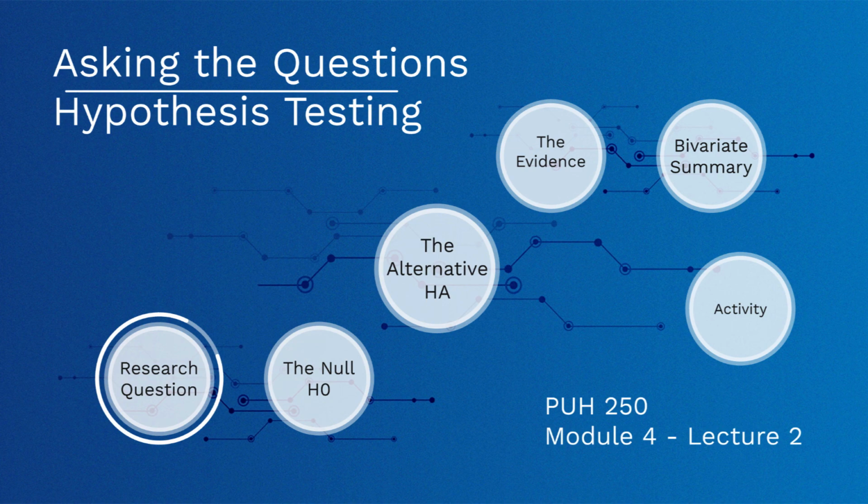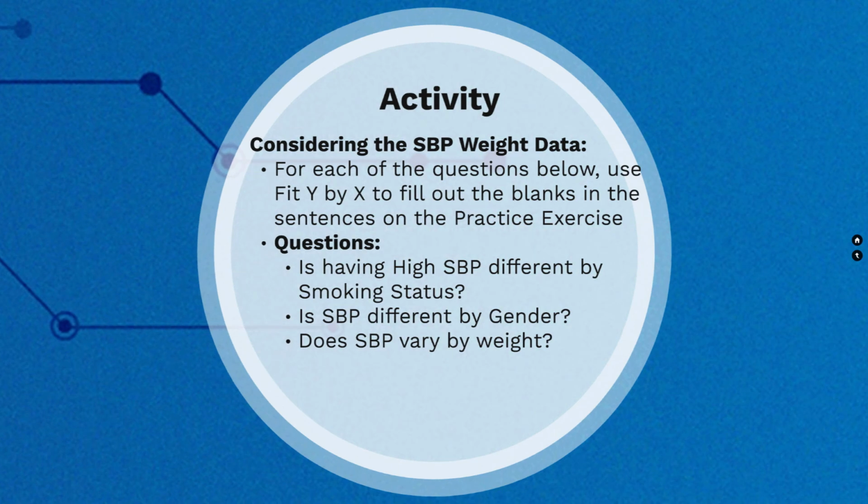For the second part of the activity, again using the SBP weight data set, for each of the questions that you came up with in the first part, use fit y by x to fill out the blanks on the worksheet. They are highlighted and underlined. So assess those relationships, categorical and categorical, continuous and categorical, and two continuous, and complete the worksheet.